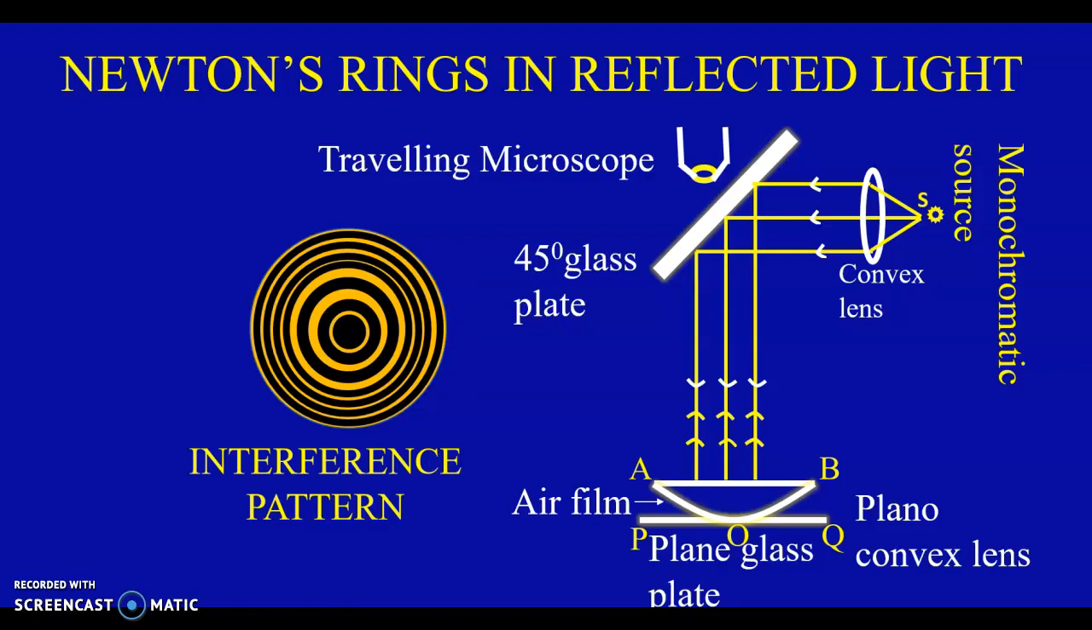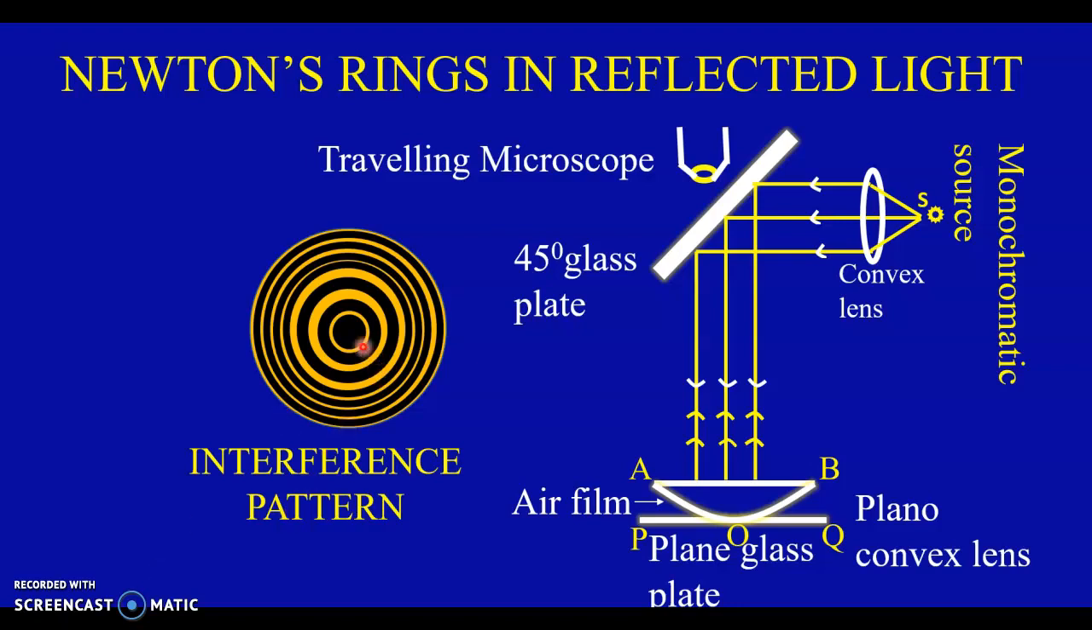Why is this interference pattern in the form of circles? At the point of contact the thickness is 0, and this thickness increases in the form of circles. That's why we get the interference pattern in the form of rings.